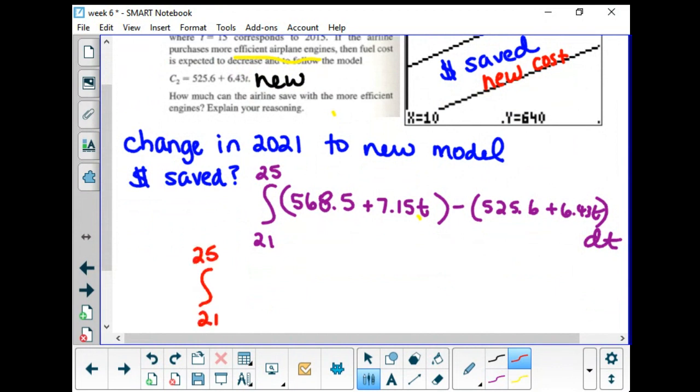21 to 25. Let me see. I've got my work, but I'm going to double check it again, making sure. So how about 568.5? Oops. 0.5. Whoops. Minus 525.6. Looks familiar. So 42.9 plus 7.15 minus 6.43 is 0.72 T.